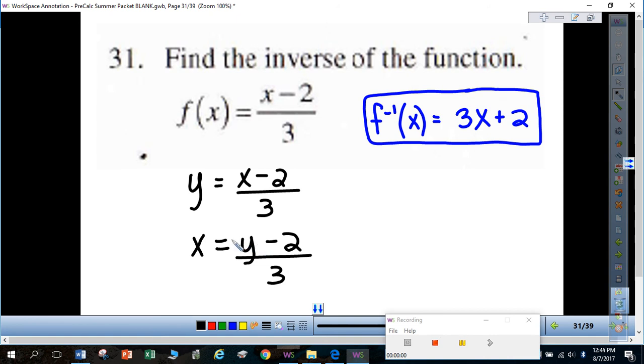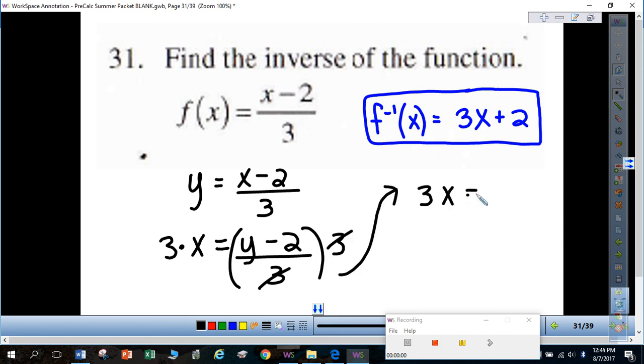To get y by itself, we might start by multiplying both sides by 3 so that these 3's cancel. And then our final step to get y by itself, let's go ahead and add 2 to both sides. And you'll see we end up with exactly the same thing we did thinking about the function machine, 3x plus 2.